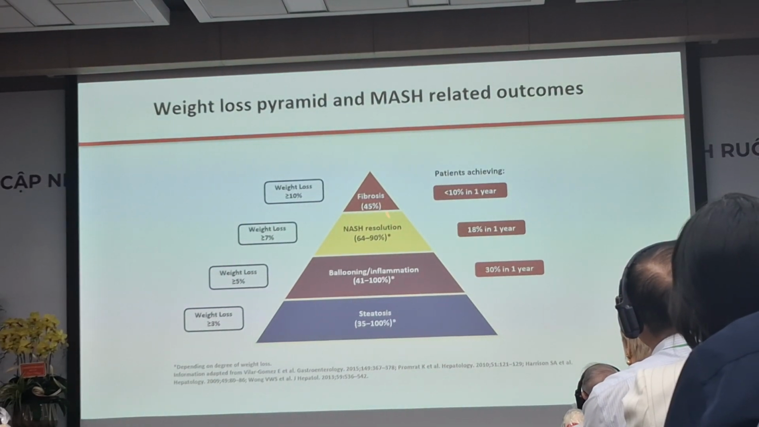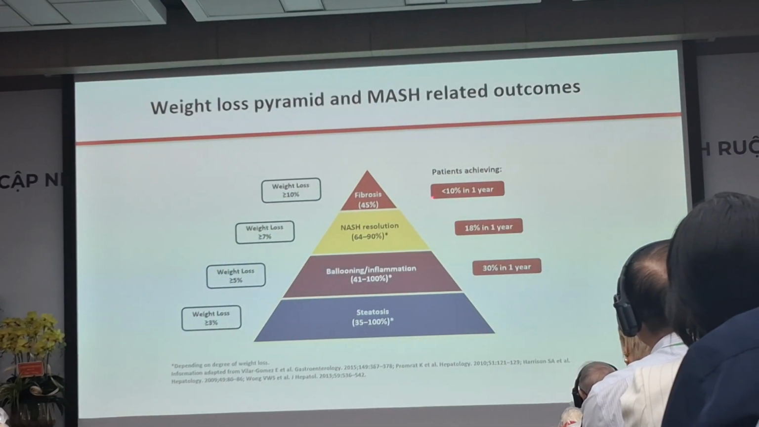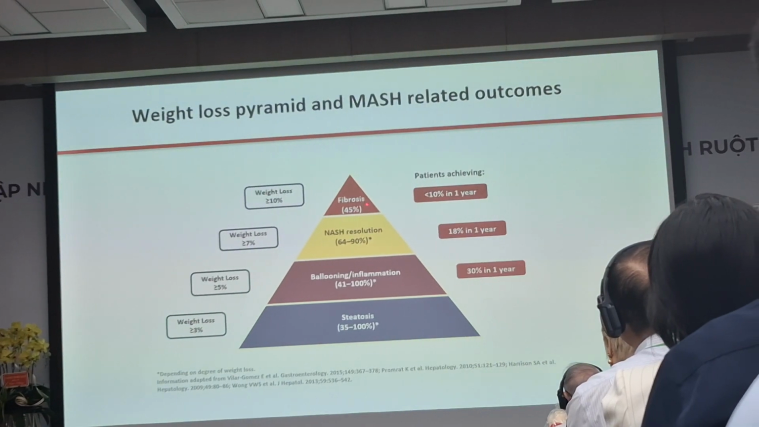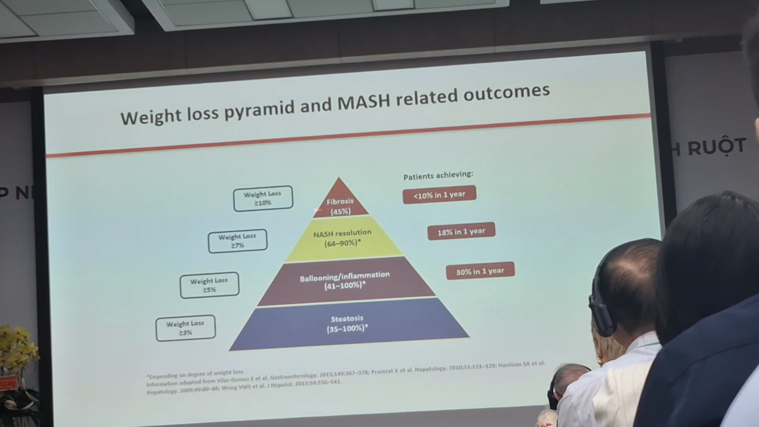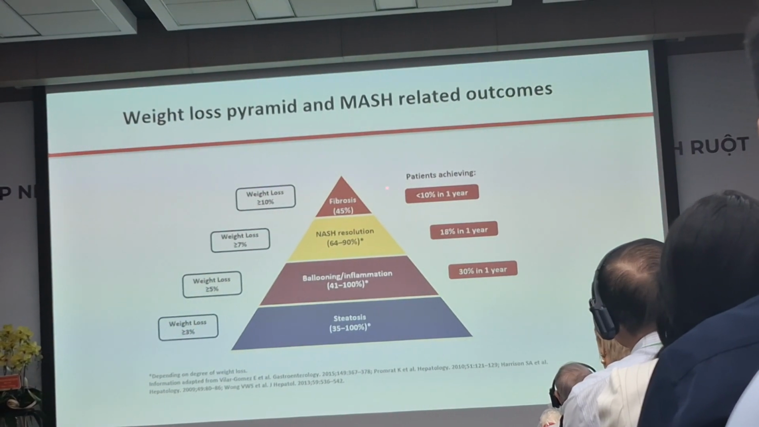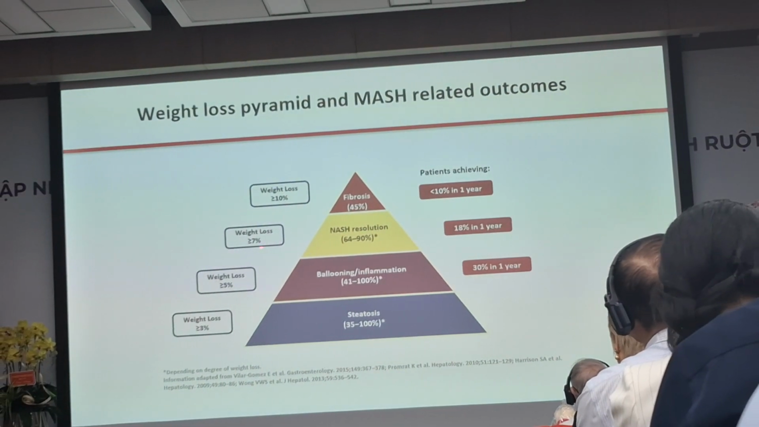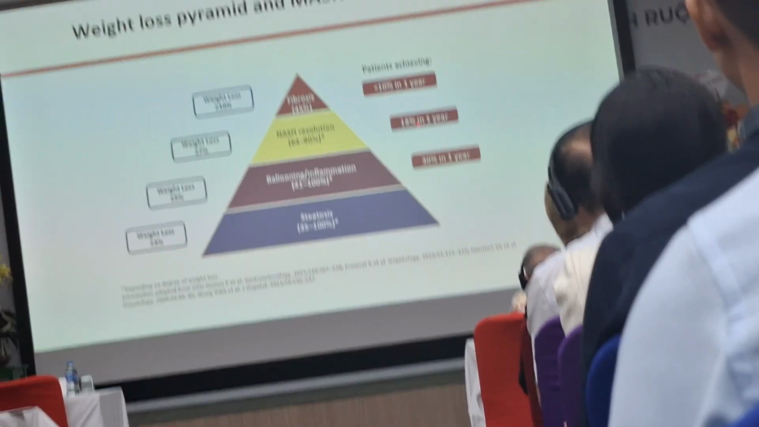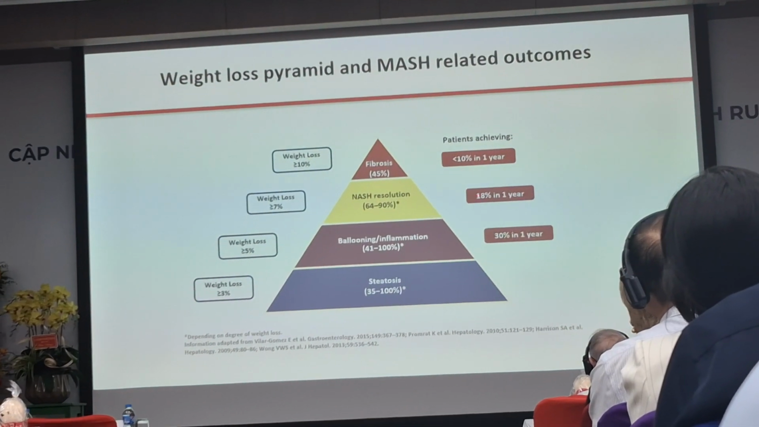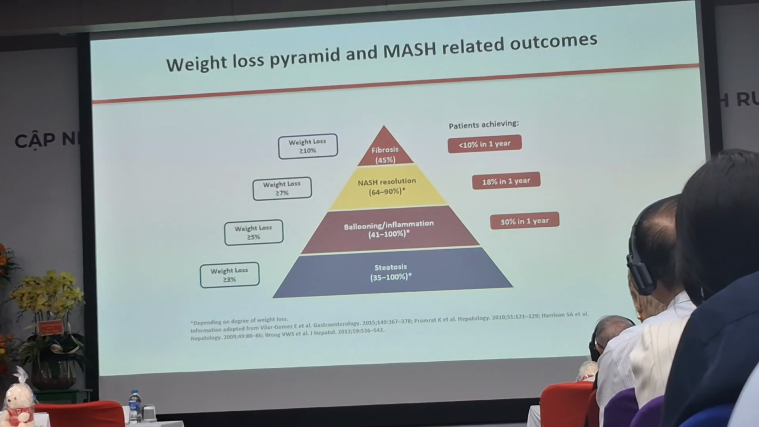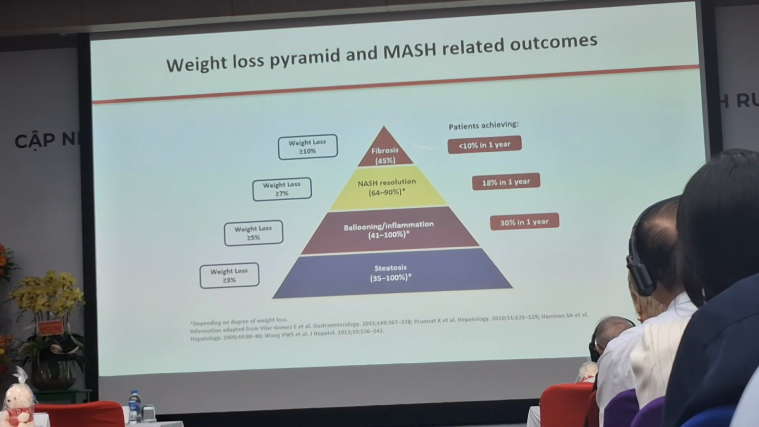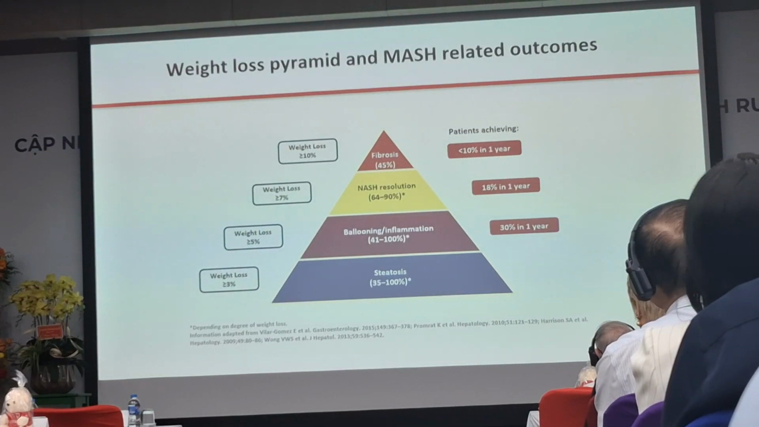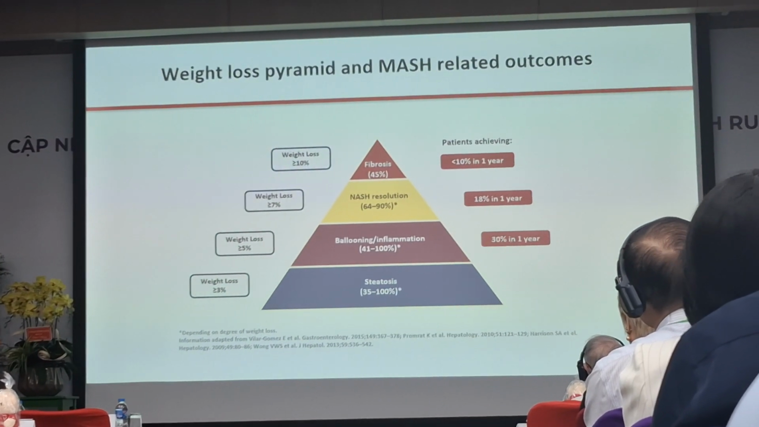Because we know that, if someone achieves weight loss of more than 10%, then they can actually reduce their fibrosis. But less than 1 in 10 patients can actually lose 10% of their body weight. If they hit 7% body weight, then the amount that can actually achieve that is only 18%. So practically in my clinic, most of my patients cannot lose like 10 kg in 1 year. I tell them to go for more easy and attainable goals.